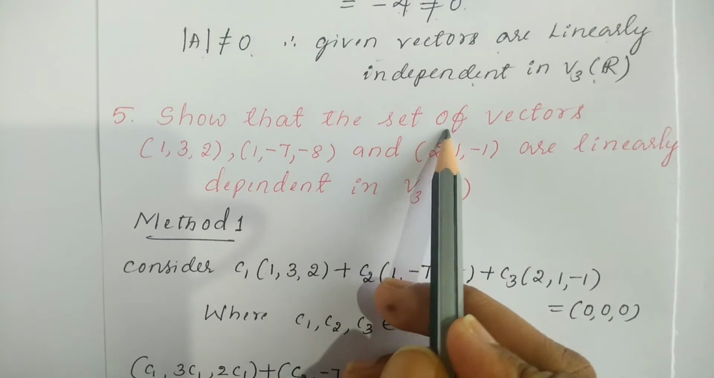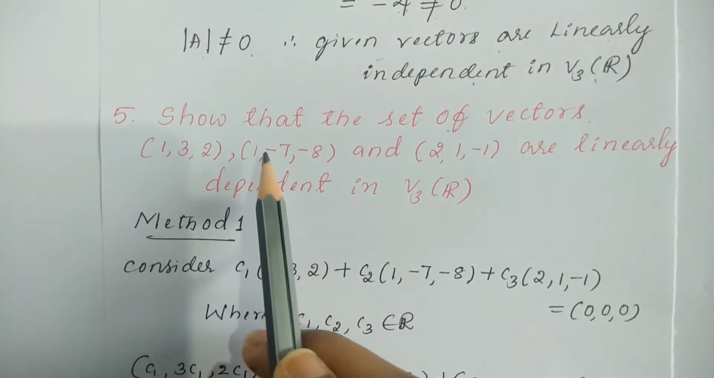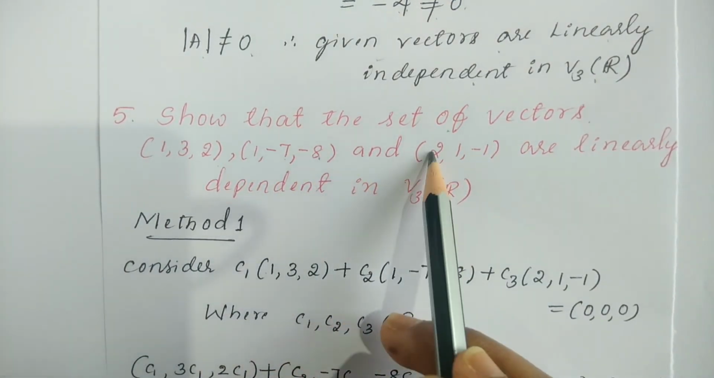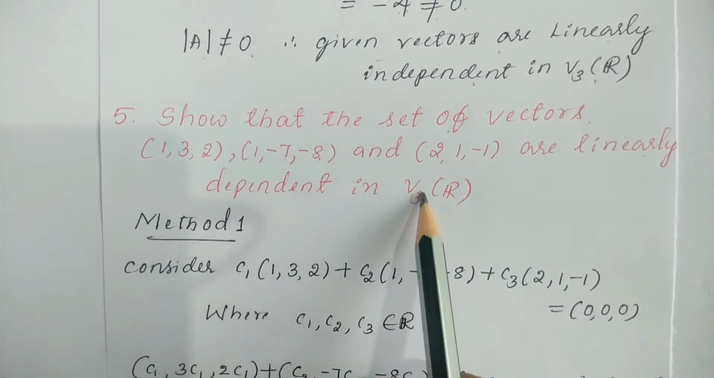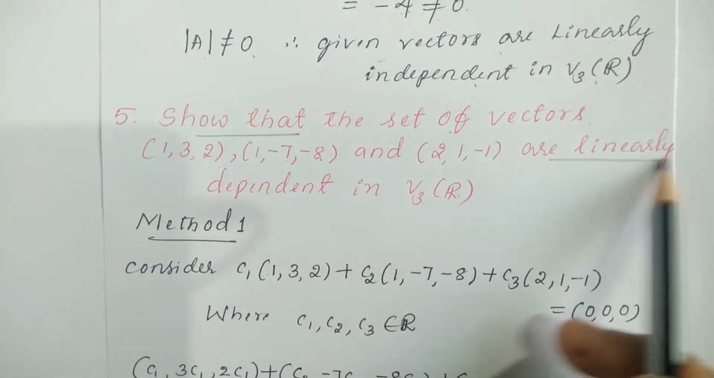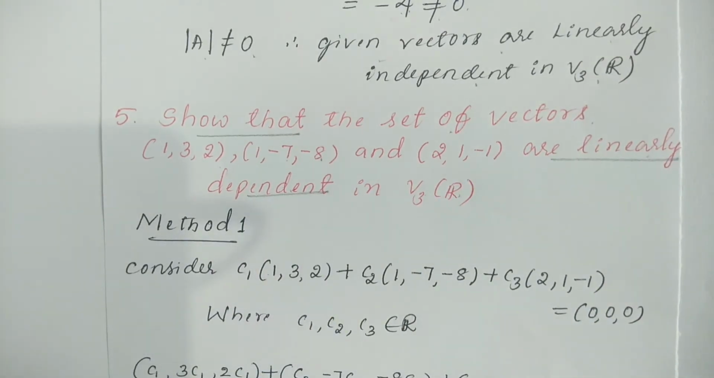Show that the set of vectors (1, 3, 2), (1, -7, -8) and (2, 1, -1) are linearly dependent in V3(R). We have to show these set of vectors are linearly dependent. Linearly dependent means we have to show not all the scalars are zeros. And from the determinant method, determinant value must be equal to 0.